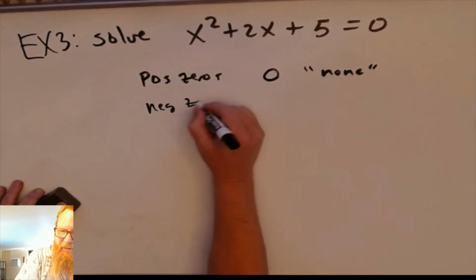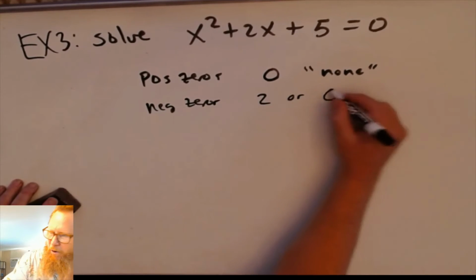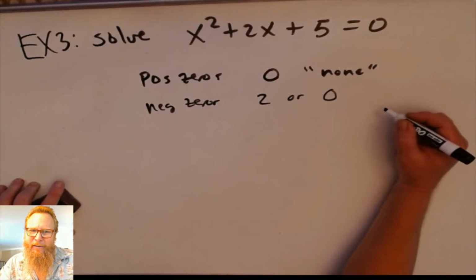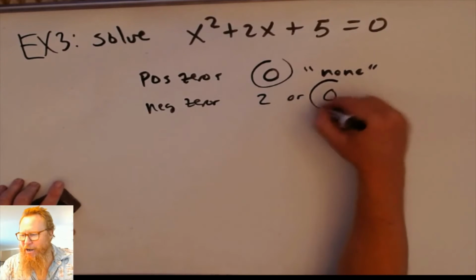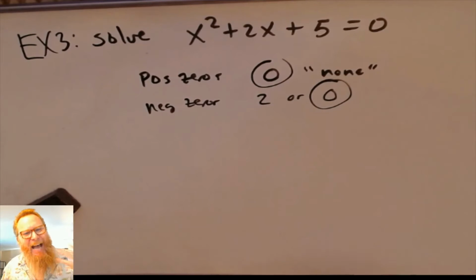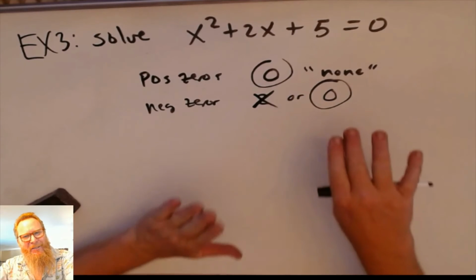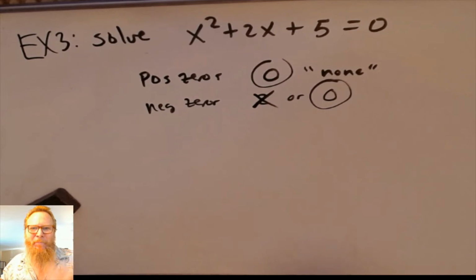Negative zeros, 2 or none? Well, in this case, it's none and none. This is exactly the case where there actually are no positive zeros and no negative zeros.